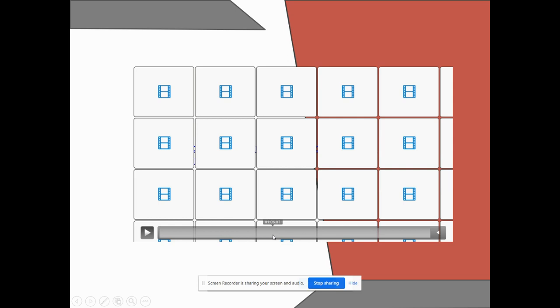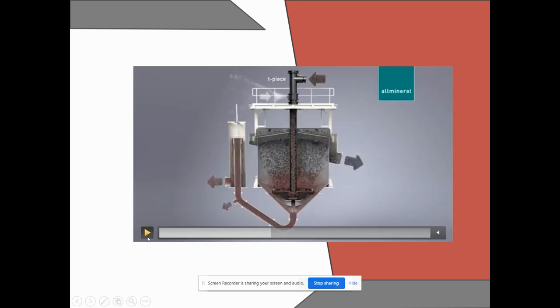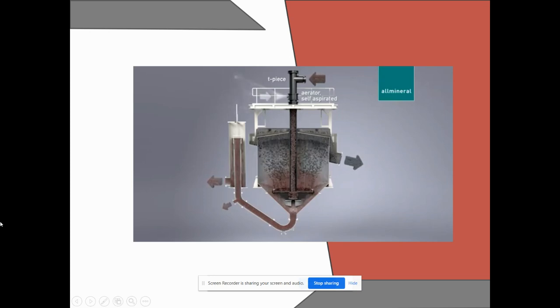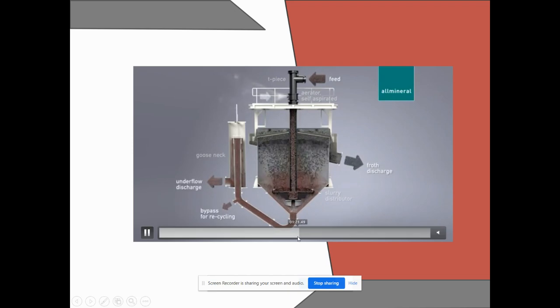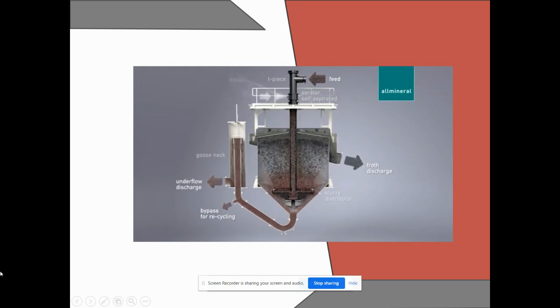Pneumatic flotation cell. As we can see in the video, the components of the pneumatic flotation cell, namely aerator, self-aspirator, slurry distributor, and gooseneck are displayed. Next, feed, froth discharge, and bypass for recycling are also displayed.